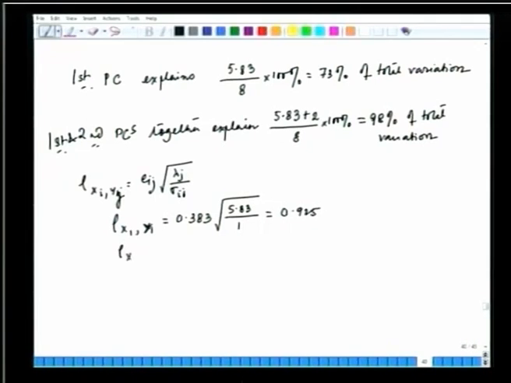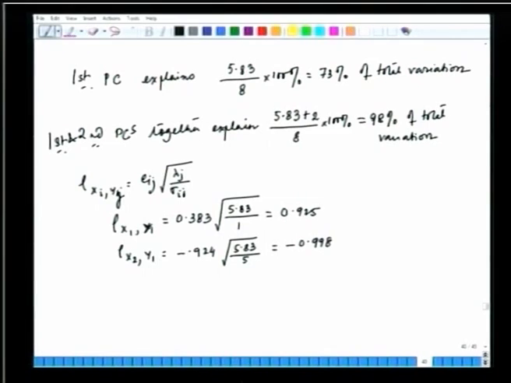Similarly, if I consider x2 and y1, j remains 1 here, but i is 2. So I have the first eigenvector, but the second element from it, which is minus 0.924, the first eigenvalue, and the second diagonal element of the sigma matrix, which is 5, and that is equal to minus 0.998.